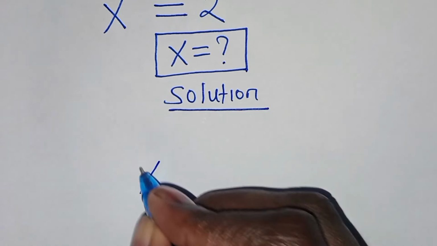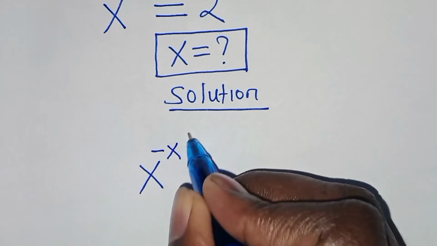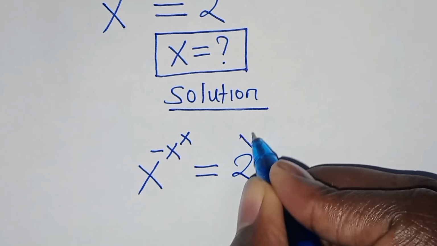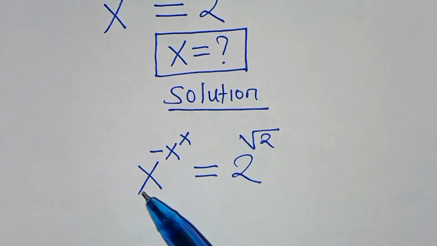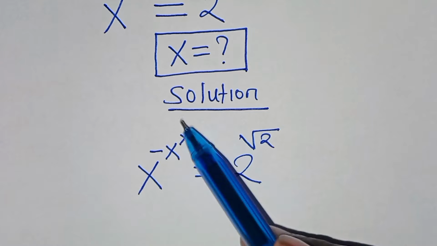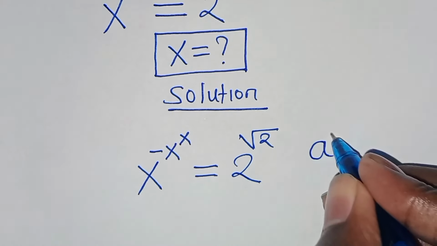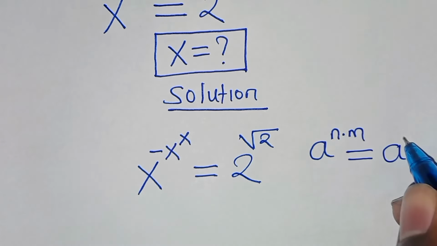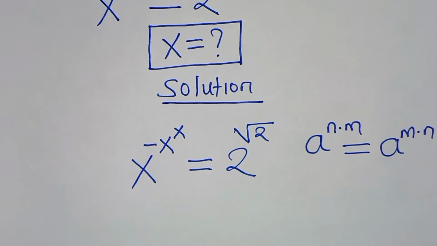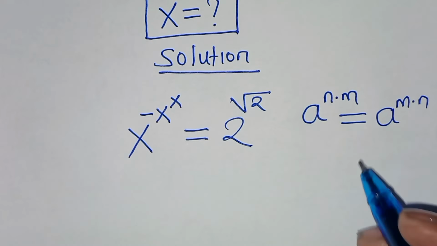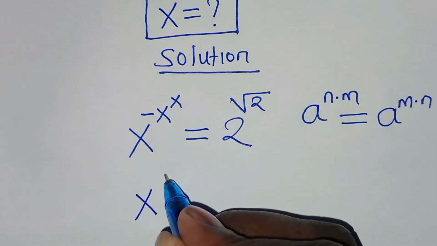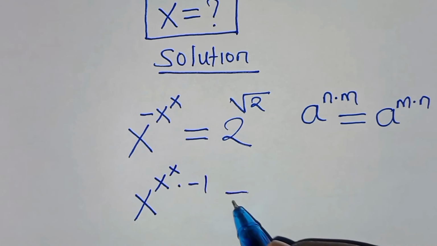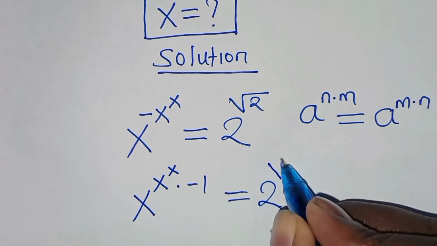We have x raised to power minus x raised to power x equal to 2 to the power of square root of 2. Now, x raised to power minus x raised to power x is in the form of a to power n times m, which we can express as a raised to power m times n. Applying this property, here we'll have x raised to power x raised to power x times minus 1, equal to 2 raised to power square root of 2.